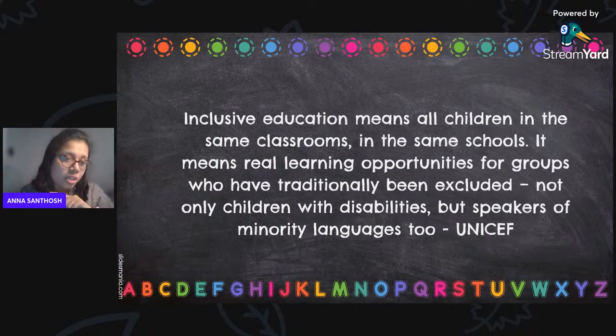So now let's discuss inclusive education. Inclusive education means all children in the same classroom, in the same school, whether they have disabilities or not, should be sent to normal schools. They should be taught in the same classroom with other children in the same schools. It means real learning opportunities for groups who have traditionally been excluded. Not only children with disabilities, but speakers of minority languages too. I took this from UNICEF. So this is all about how no children should be secluded, no children should be excluded. Everyone should be brought together in the same environment where everyone has access to education. That is what inclusive education is about.